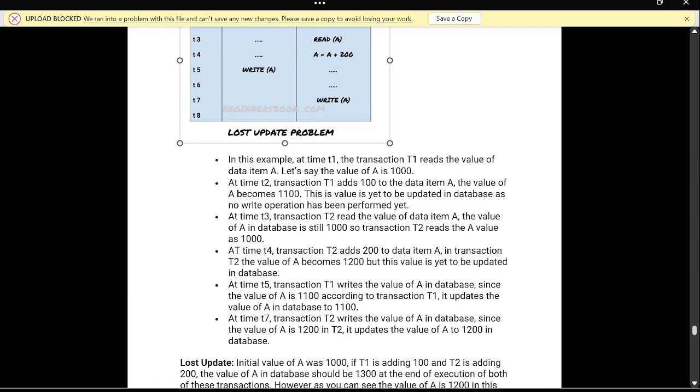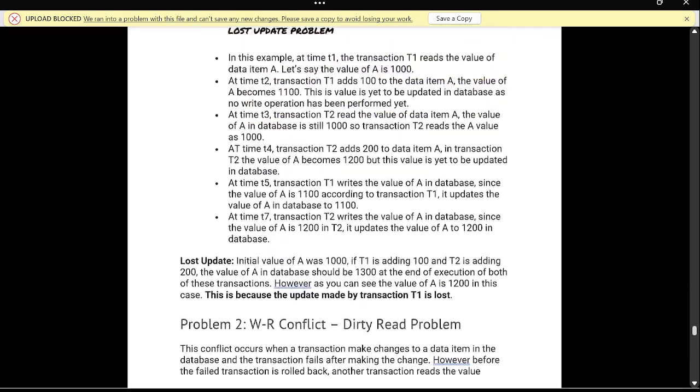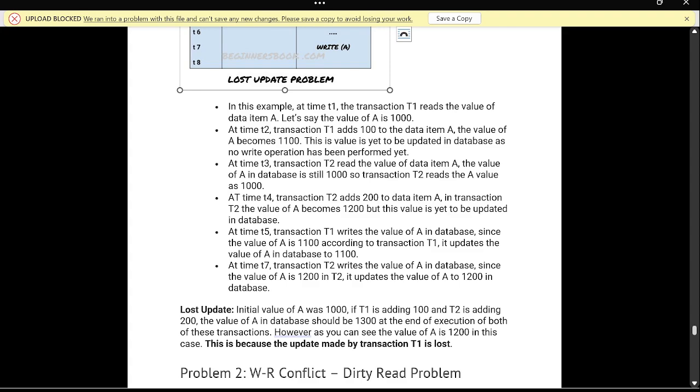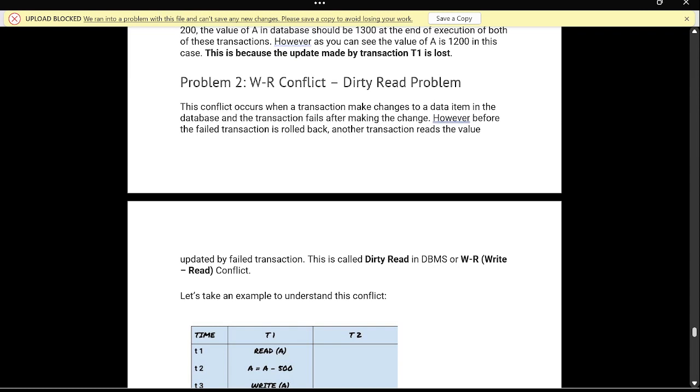This is a very common problem which we face if we don't have concurrency control. So this is one problem. Let's see the next problem. The theory part also explains the same thing, so please go through it. And next, let's see problem 2.